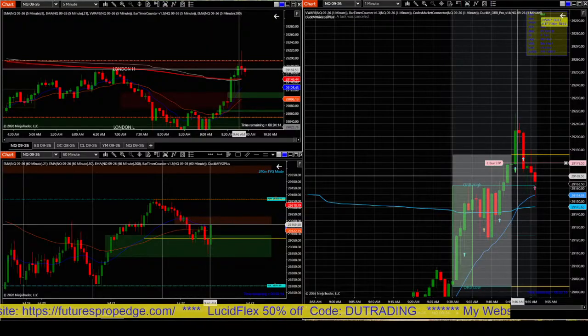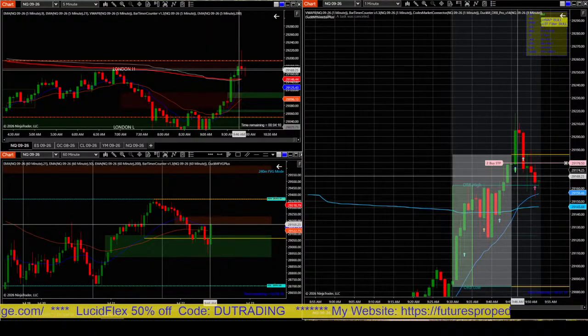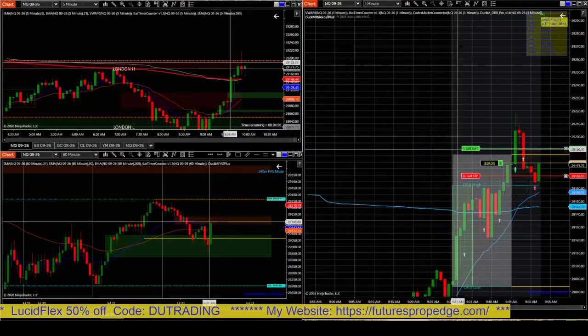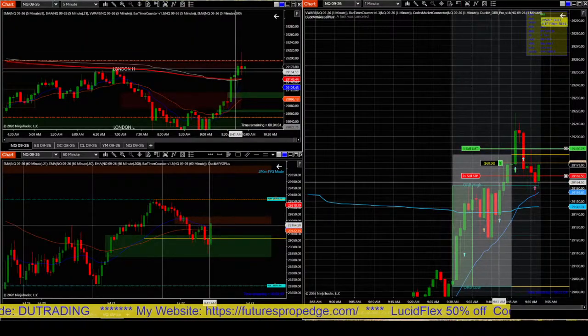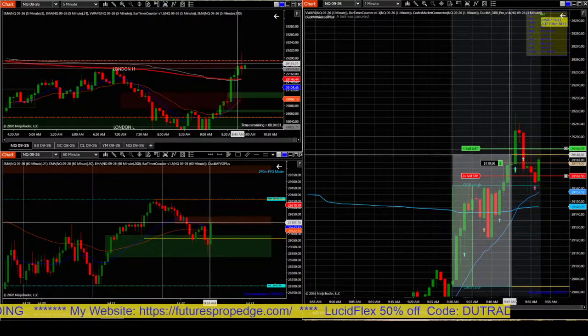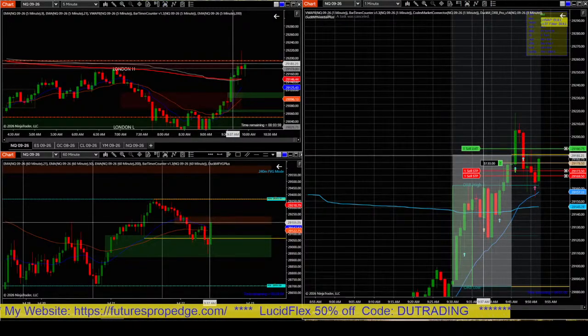I think if they break 170, I could catch something, but I'm not in a rush to enter this. All right, mistake. Anyway, I tried to catch the 170 to 180, but it was moving too fast for me.